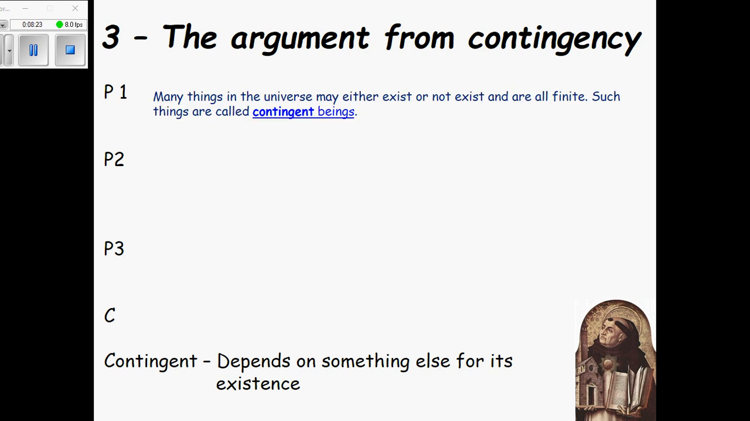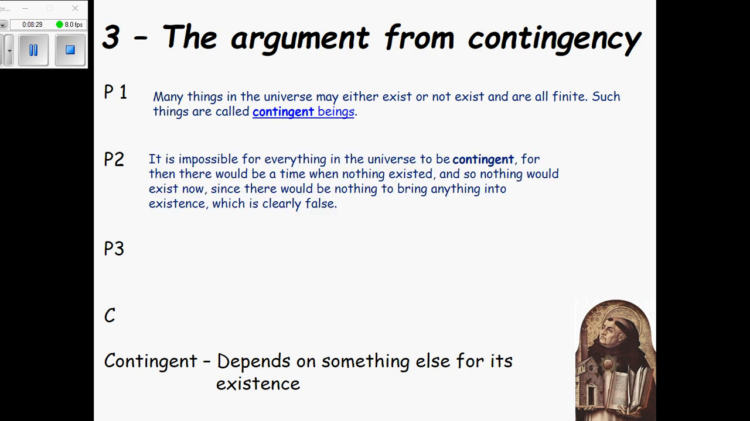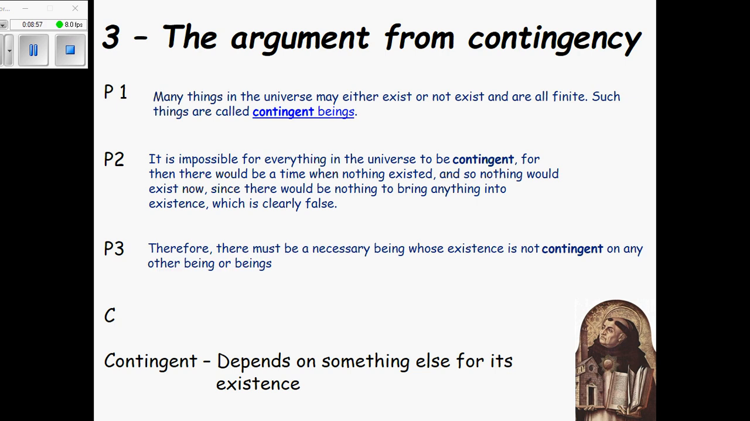So premise one, many things in the universe may either exist or not exist, and all the finites are called contingent beings. Now, each contingent being is created by something. That's what it means to be contingent. But the thing that created it must also be contingent. And the thing that created that must also be contingent. So it's impossible for everything in the universe to be contingent. For then, why is there anything at all? There'd be no explanation for why things got started in the first place. Therefore, there must be a necessary being whose existence isn't contingent, and this is God.